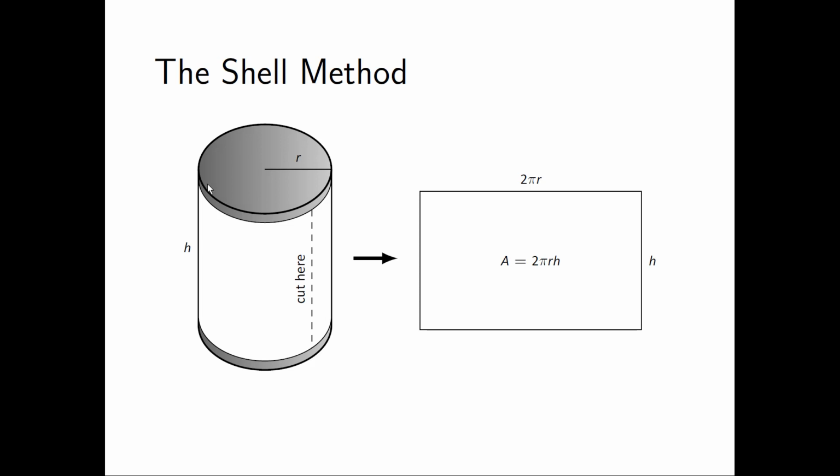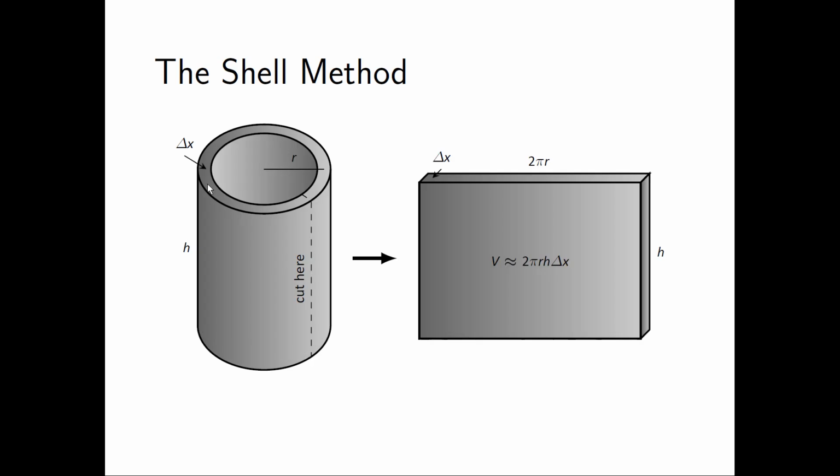The width of the rectangle: if the radius of the shell is r, the width is going to be the circumference of that circle, which goes around there. The circumference of the circle is, of course, 2 pi r. Therefore, we have height h, width 2 pi r, so the area of that rectangle is 2 pi r h. We're going to need that as we build this up.